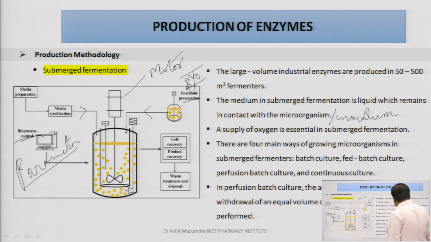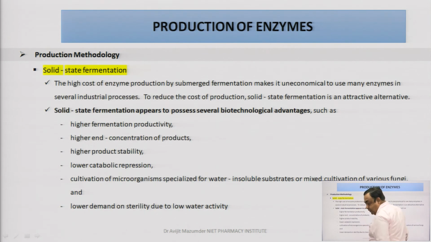There are 4 main ways of growing the microbes in submerged fermentation. One is batch culture, second is fed batch culture, then perfusion batch culture, and continuous culture. In perfusion batch culture, the addition of culture and withdrawal of an equal volume of used cell-free medium is to be performed. In solid state fermentation, the high cost of enzyme production by the submerged process makes it uneconomical to use for many enzymes.